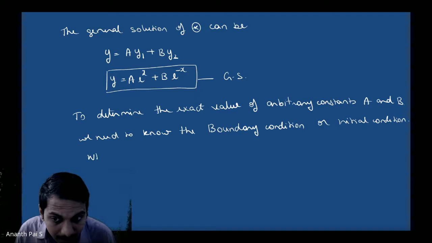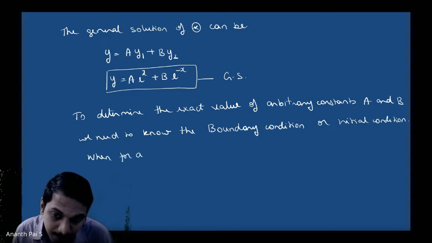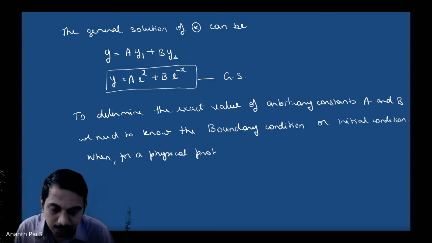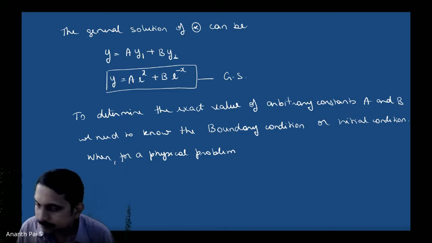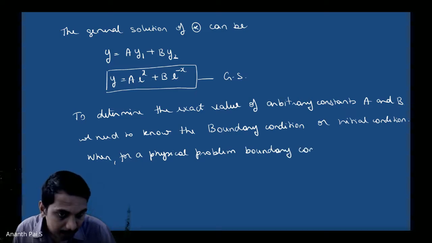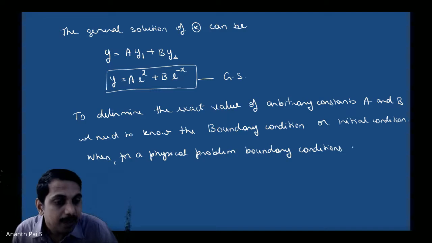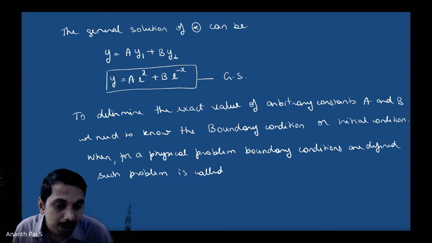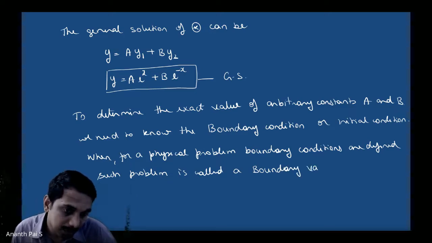When for a physical problem, boundary conditions are defined, such a problem is called a boundary value problem. It's called the boundary value problem.